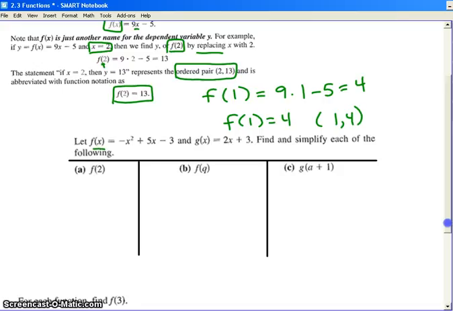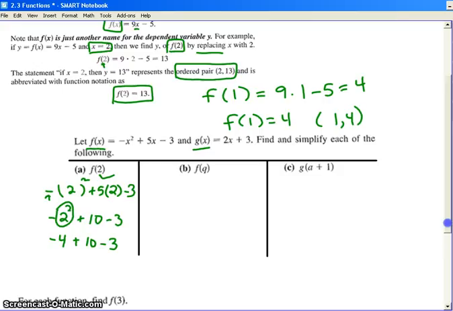Notice I have two functions, an f of x and a g of x. In example A, I'm going to use function f, negative x squared plus 5 times x minus 3. x is 2, so put a 2 in the parentheses. So I get negative 2 squared plus 10 minus 3. Since the negative was outside the parentheses, I'm going to do 2 squared separately from the negative. So 2 squared is 4, so negative 4 plus 10 minus 3. Then PEMDAS says adding and subtracting goes from left to right. So negative 4 plus 10 is 6, minus 3, so the answer is 3 right there.